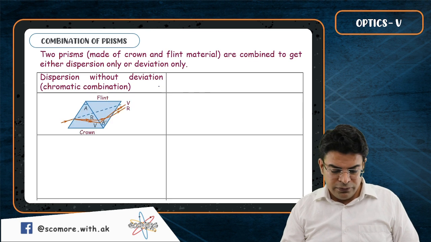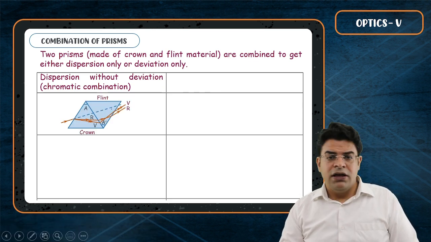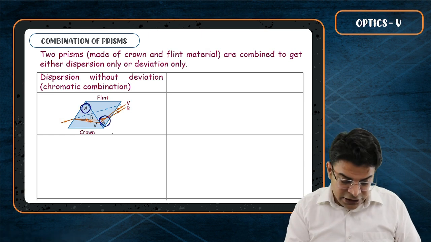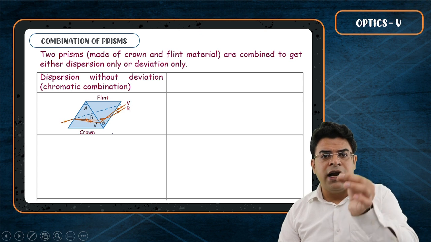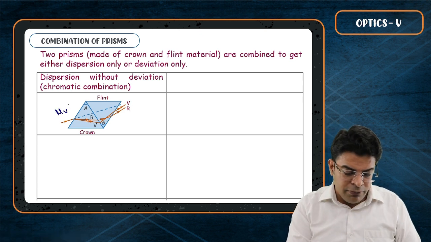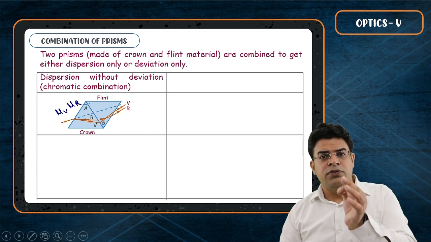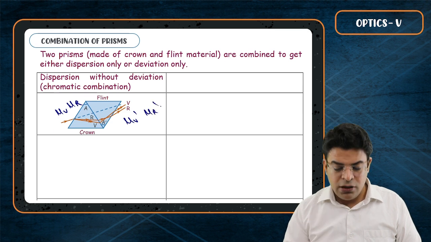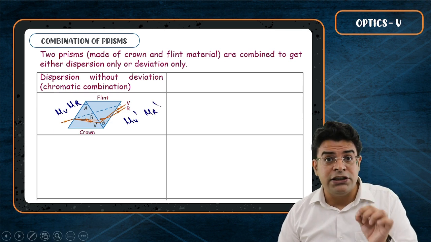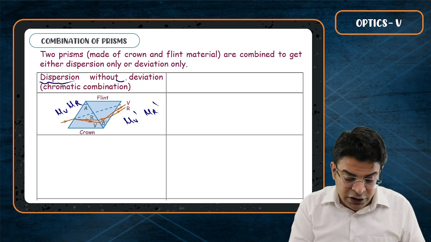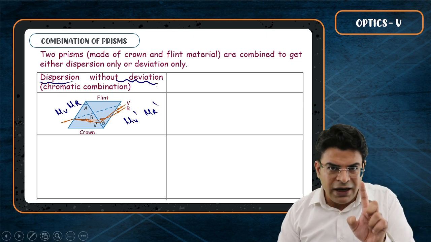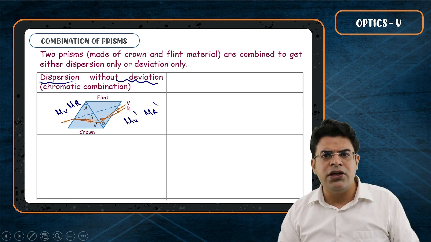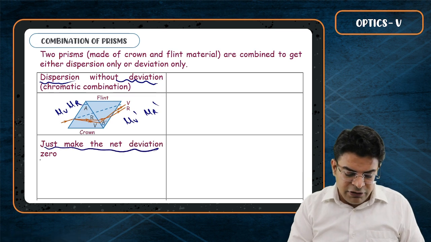So we take two prisms and place them in such a way. Let's say the apex angle for the first prism is A, and the apex angle for the second prism is A dash. The refractive indices of violet and red for the first prism are mu v and mu r, and for the second prism are mu v dash and mu r dash. The first condition we are learning is when you want dispersion without deviation. So you don't want deviation, right? If you want the ray of light not to deviate, just make the net deviation equal to 0.